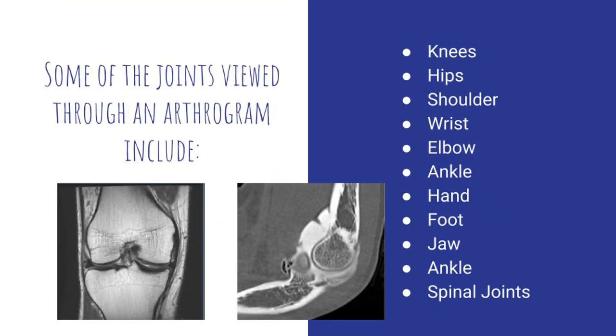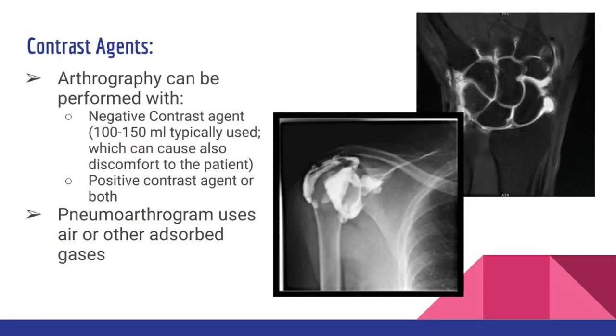While arthrography is most commonly used to examine the knee and shoulder joints, it may also be used to look at other joints such as the wrist, ankle, hips, foot, jaw, and spinal joints. Arthrography can be performed with a negative contrast agent, which is typically 100 to 150 milliliters, or a positive contrast agent, or, in a pneumoarthrogram, air or other gases.